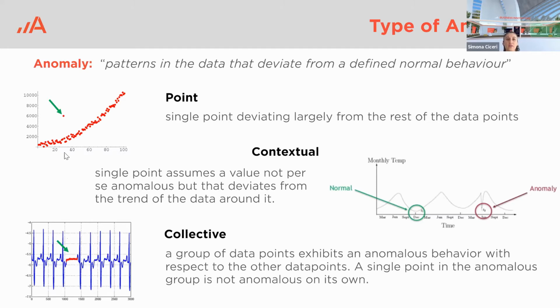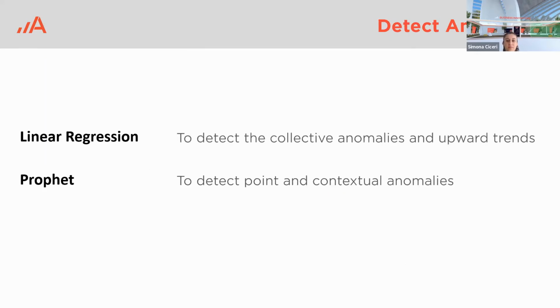So, as just said, there are different kinds of anomalies, and to better detect them, we employ two different algorithms. We use a linear regression to detect collective anomalies, and the Prophet algorithm to find point and contextual anomalies. In the rest of the talk, we'll go a bit more into detail and describe the two algorithms and how we created the alerts based on them.